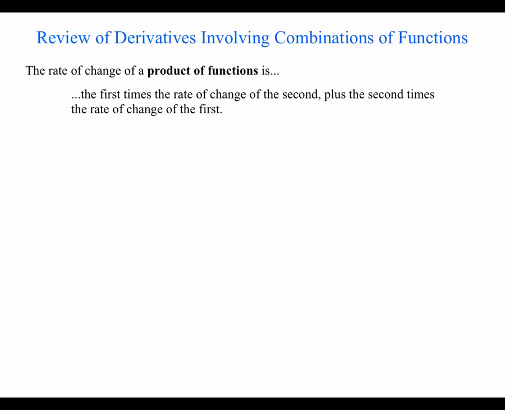Here's what the symbols look like. The first times the rate of change of the second, plus the second times the rate of change of the first. Here the order isn't required to be just right. You could switch the sum, you could switch each product, you get the same result. Okay?